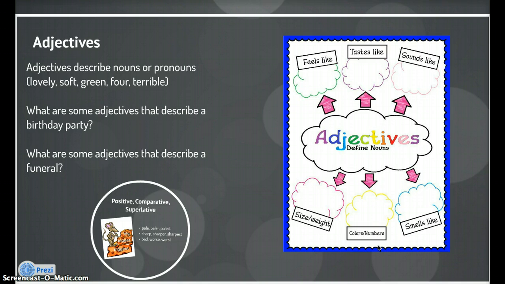I asked you 2 questions on the left that you can fill in on your guided notes. What are some adjectives that describe a birthday party? And what are some adjectives that describe a funeral? They're obviously going to be different because there's a different feel to both of those events.